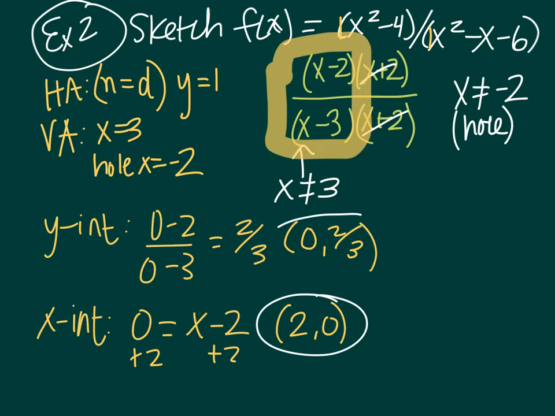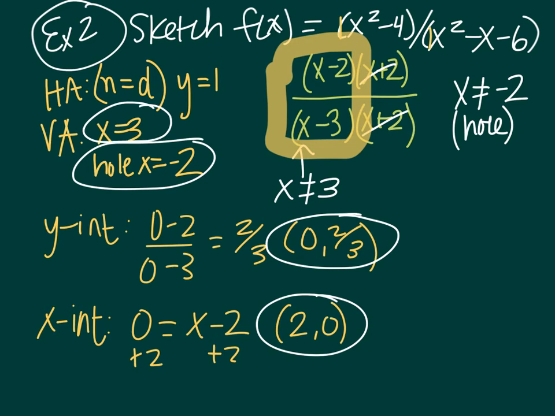I have an x-intercept, I have a y-intercept, a hole, a vertical asymptote, and a horizontal asymptote. With all these things combined, I will have a pretty good sketch once I add a couple more points in. So let's do that on the next slide.